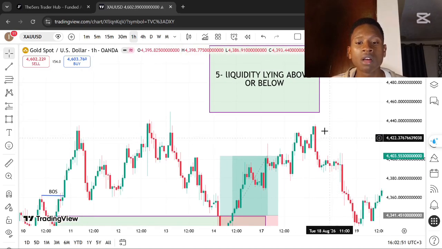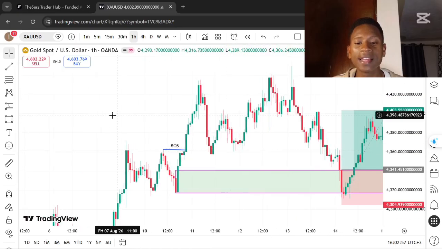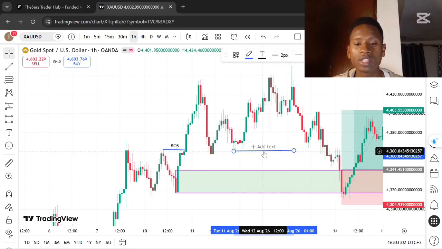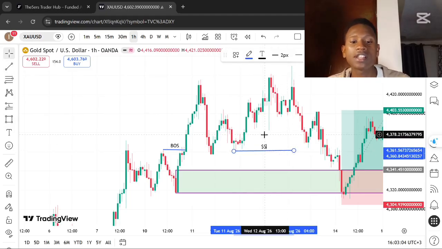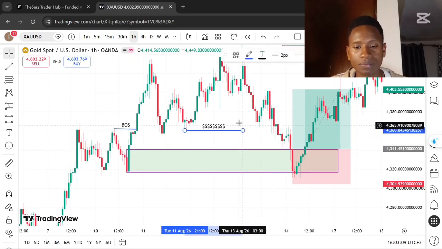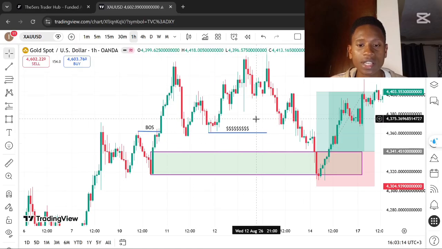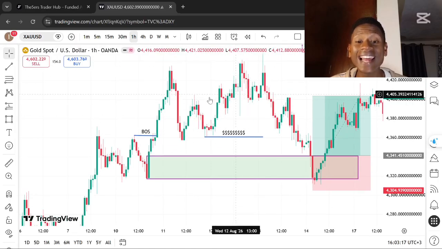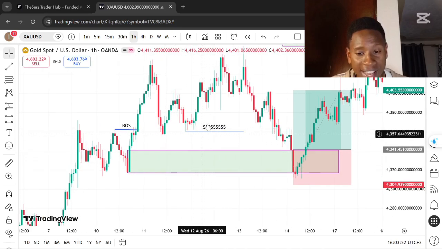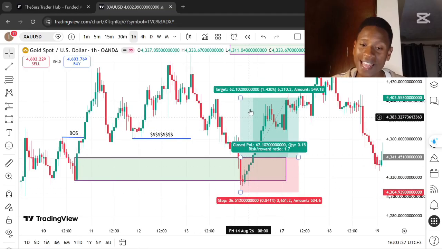Now, what is liquidity? Liquidity will be indicated by this. These weak highs you see over here, this is just liquidity. I'm going to mark it with the dollar sign. This is liquidity lying above. All this is liquidity, and so the market will always clear liquidity. There has to be liquidity for this order block to be valid. There has to be liquidity lying above. So the market will come and clear this liquidity and come back to this point and push to the upside.